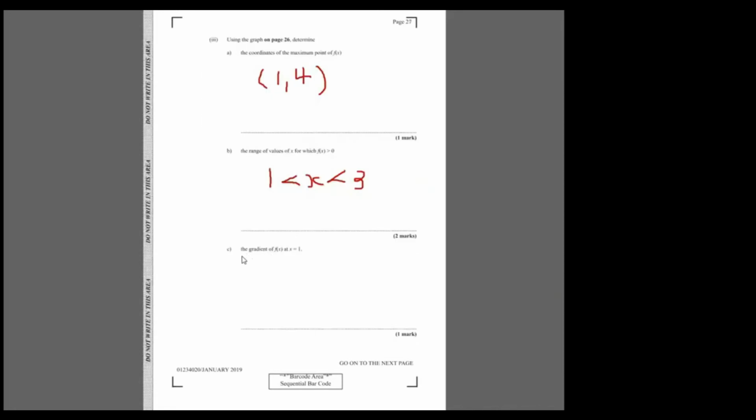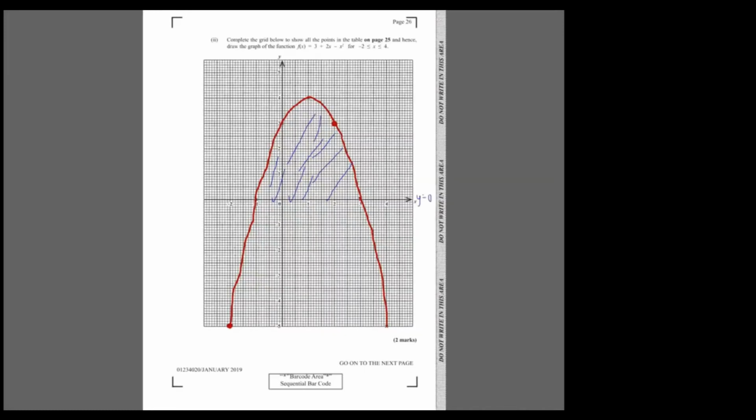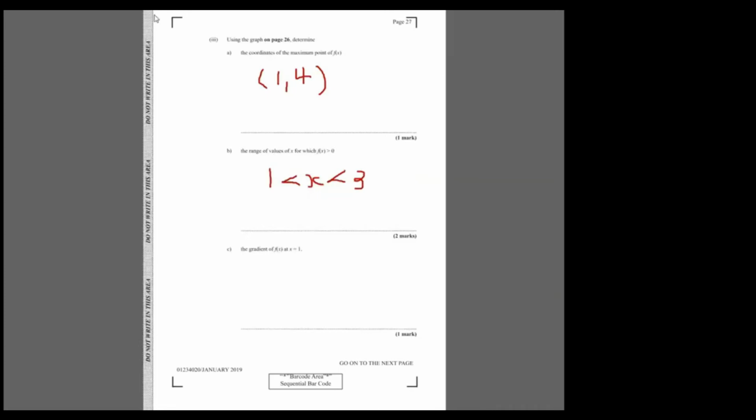And then it asks us to find the gradient of f of x when x equals 1. It says using the graph. Now the gradient when x is equal to 1 is 0. Because if you draw a line at the point when x is 1, you're going to get a horizontal line. And so when x equals 1, the gradient is 0.